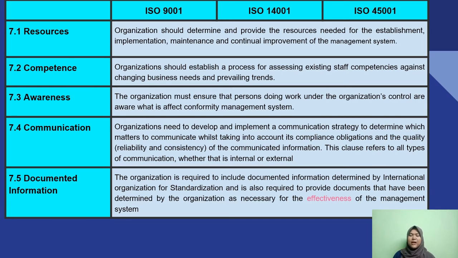The last one in Clause 7 is 7.5, which is documented information. The organization is required to include documented information determined by the International Organization for Standardization and is also required to provide documents that have been determined by the organization as necessary for the effectiveness of the management system.